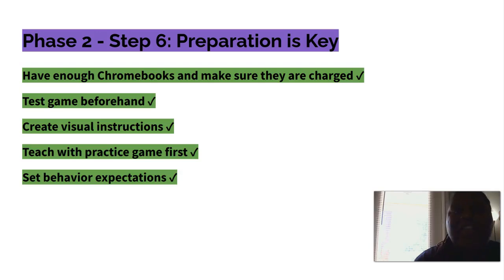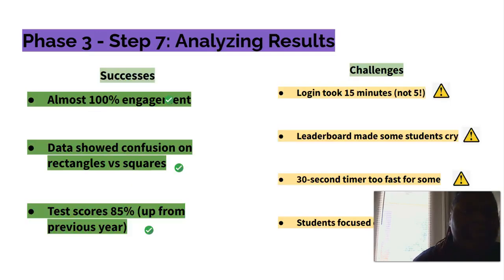Step 6 is all about preparation, and this is critical for kindergarten. I made sure I had enough Chromebooks and that they were charged. Tested my game and ensured it worked, and created visual instructions with pictures since my students can't read yet. Most importantly, I taught students how to use Blooket first with the practice game about colors and animals. This let them learn the mechanics without academic pressure. As Robillard and Hughes emphasized, explicit instruction in how to use technology tools is essential, particularly for young learners. I also set clear expectations that we're learning, not just playing, and that mistakes are okay.